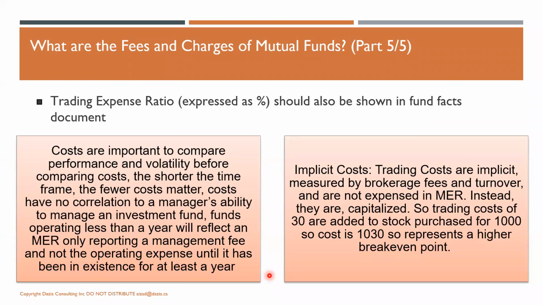Trading expense ratio, TER. This should also be shown in the fund facts document. In Scotiabank, I don't know why they don't show it, but in RBC ones they do show the trading expense ratio in the fund facts. The trading expense ratio is mainly for the stocks and bonds, right? It is included in the MER actually. So the MER includes that cost also.